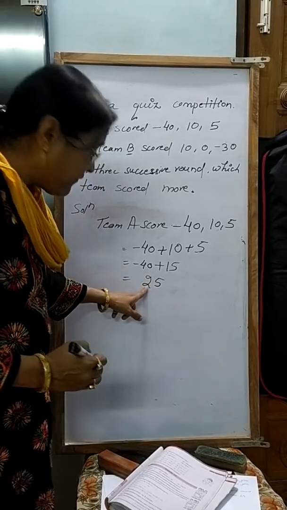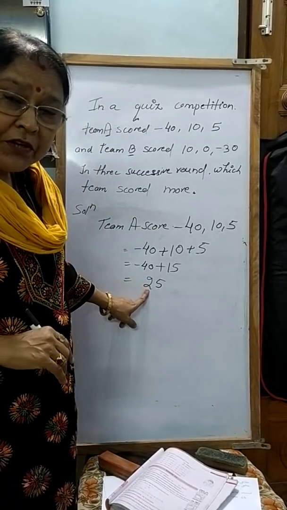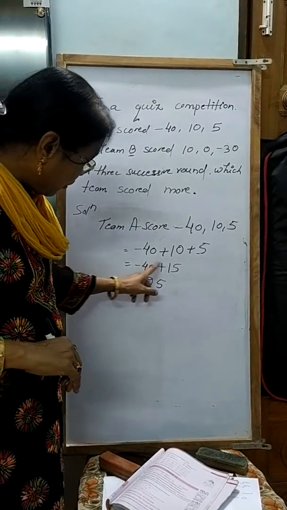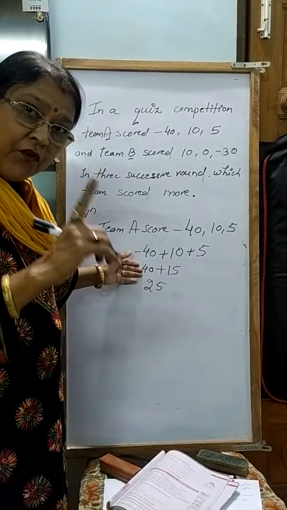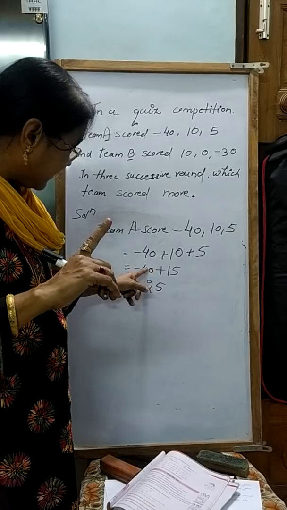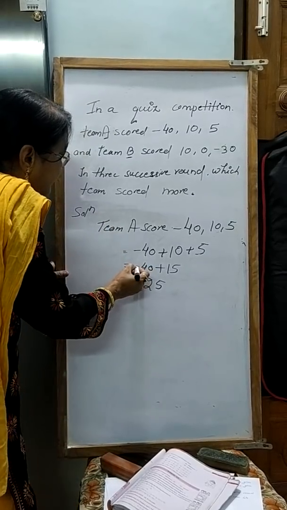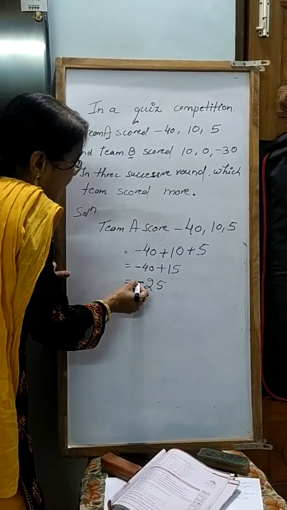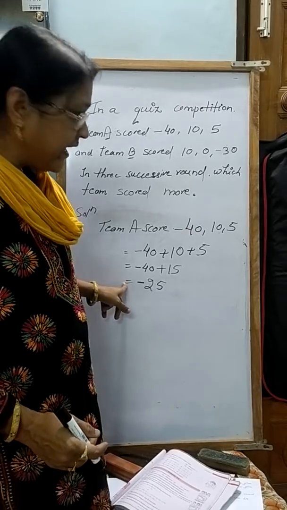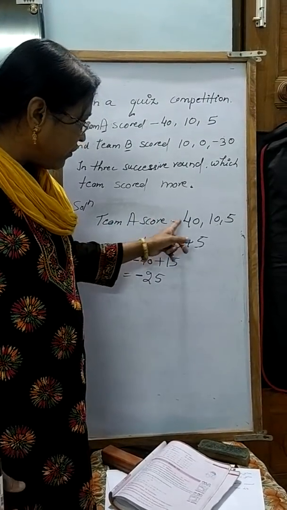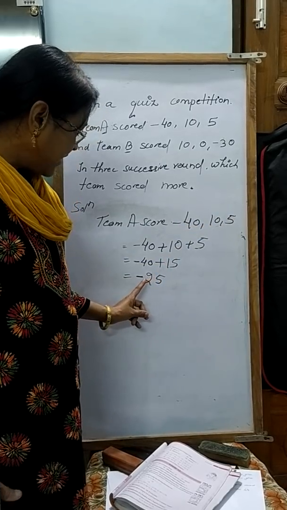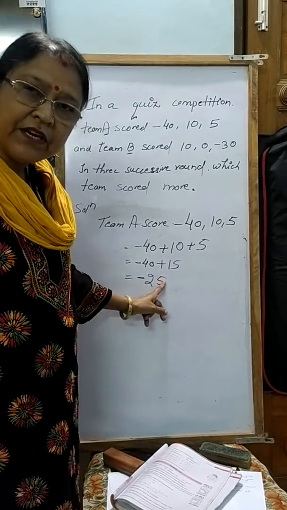But this 25, which sign you will put in the answer? Now 40 और 15 में से 40 बड़ा है. Which number is greater? 40. And if 40 is greater and minus sign is present here, so this number is -25. It means the total score by team A in all the 3 successive rounds is equal to -25.